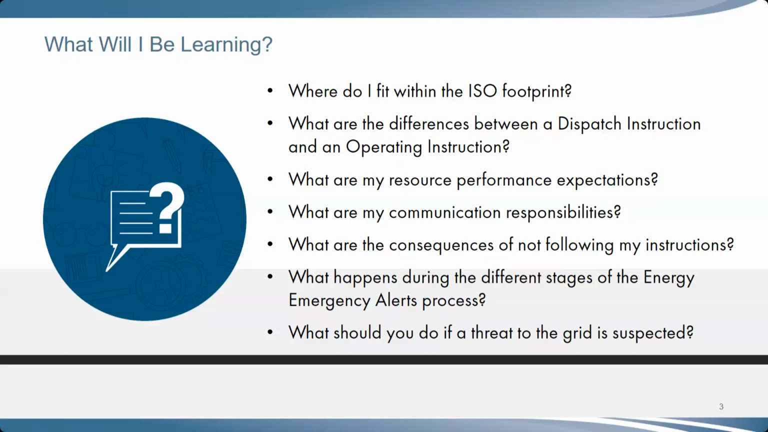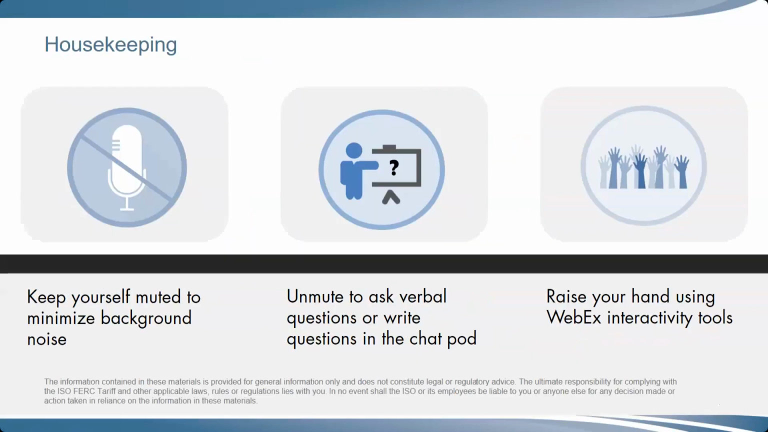What happens during the different stages of an emergency alerts process? We'll touch on that. We're going to cover that more in a future session, but we'll get started on that. And we'll also do a slight touch on what you would do if you did get a threat to the grid. What if that's suspected? What are the steps you could take? That's what we're going to be going through today.